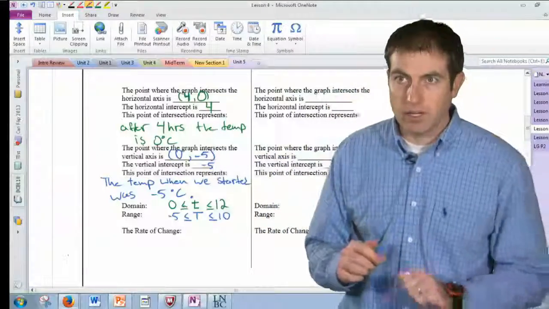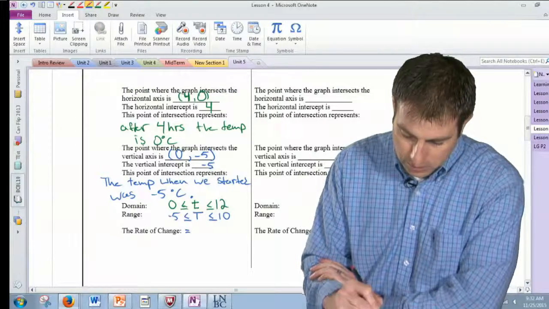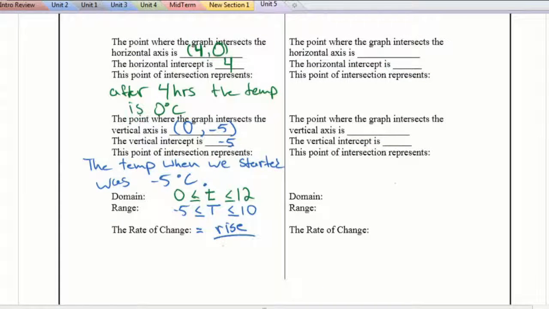The last thing here asks about the rate of change, and we know the rate of change is equal to the rise of my line over the run. So we just spend a bit of time looking at an example of this. So the rise is going to be the change in temperature divided by the change in time.